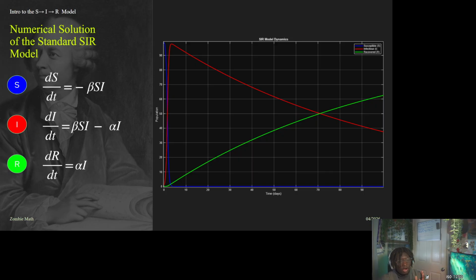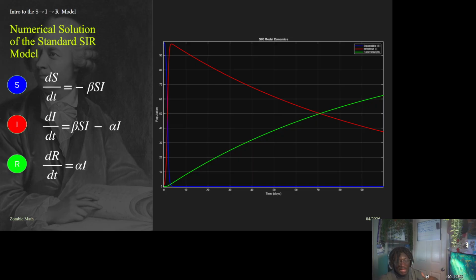So what are you looking at here? This is our numerical solution for the standard SIR model. We used Euler's method in MATLAB to get these graphs. On the x-axis, we have our time in days, and on our y-axis, we have our population. So you can see in blue the susceptible, due to a really high infection rate, a really high beta coefficient.